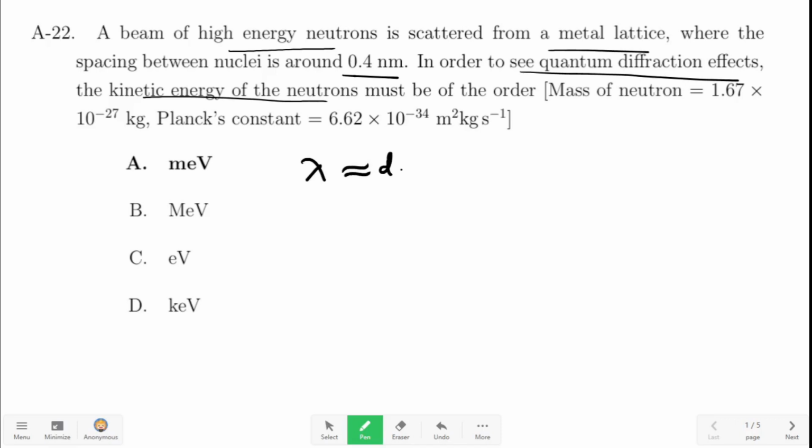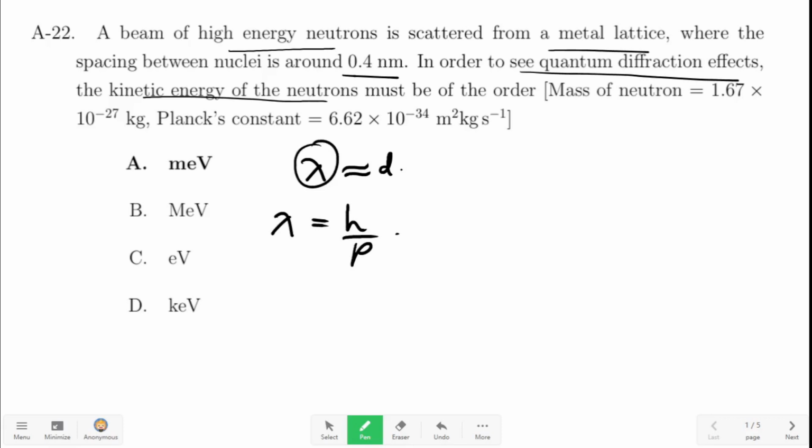Lambda is the wavelength of light and d is the slit width. This is in the case of diffraction of light. But here we are not discussing diffraction of light. Here we are discussing diffraction of particle. We know that matter can have dual nature. It can have particle nature and wave nature. And the wavelength of particle is given by the de Broglie equation, lambda is equal to h by p.